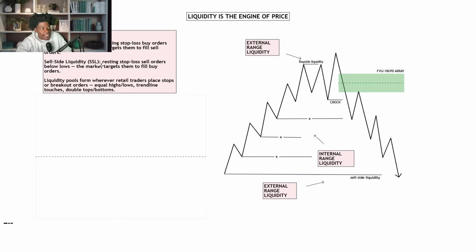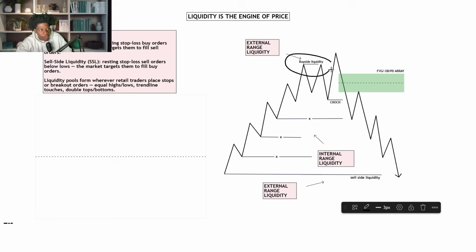Sell side liquidity is resting stop loss sell orders below old lows. The market targets them to fill buy orders. As you can see, after price clears a buy side liquidity, price has to reverse to come and clear sell side liquidity. Both of these are classified as external range liquidity. Liquidity pools form wherever retail traders place their stop losses or breakout orders, either at equal highs, trend line touches, or double tops or double bottoms.